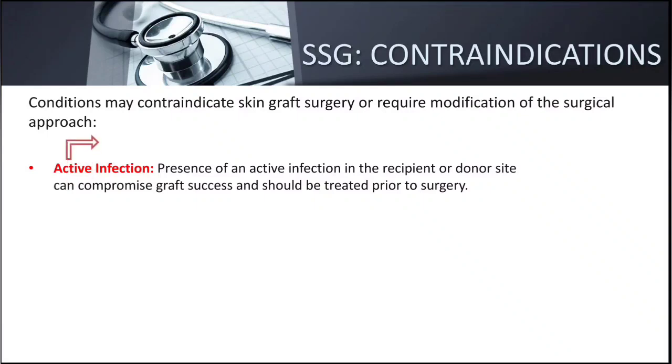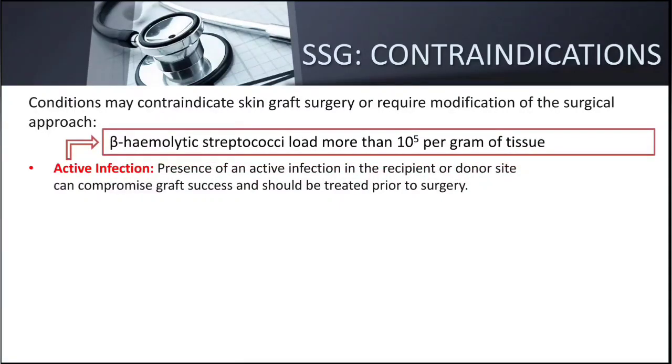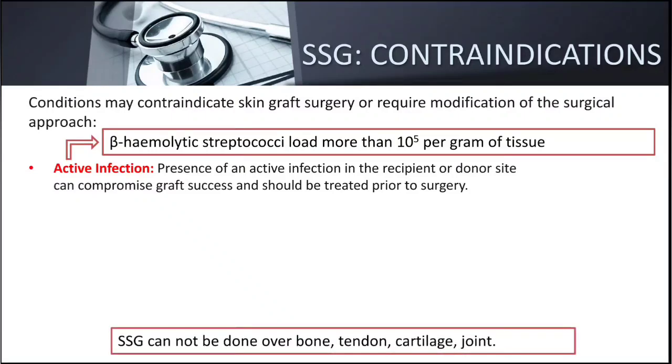Infection in general, be it any bug, is a relative contraindication, but it is an absolute contraindication if there is a beta hemolytic streptococci load of more than 10 to the power of 5 per gram of the tissue. This is an absolute contraindication. This is the other absolute contraindication: it cannot be done over the bone, the tendon, and cartilage.